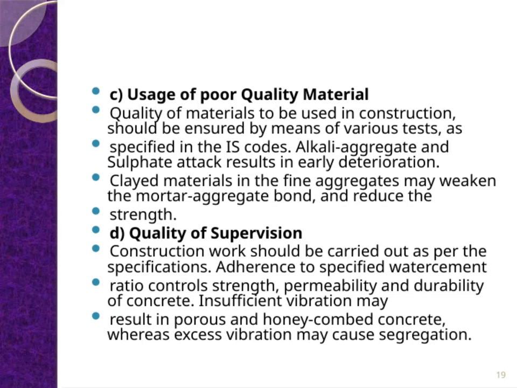Let's start with the importance of using good quality materials in construction. It's essential to ensure that the materials meet the standards set by IS codes through various tests. Using poor quality materials can lead to early deterioration of the structure. For instance, alkali aggregate and sulfate attacks are common issues that can cause the concrete to weaken prematurely.